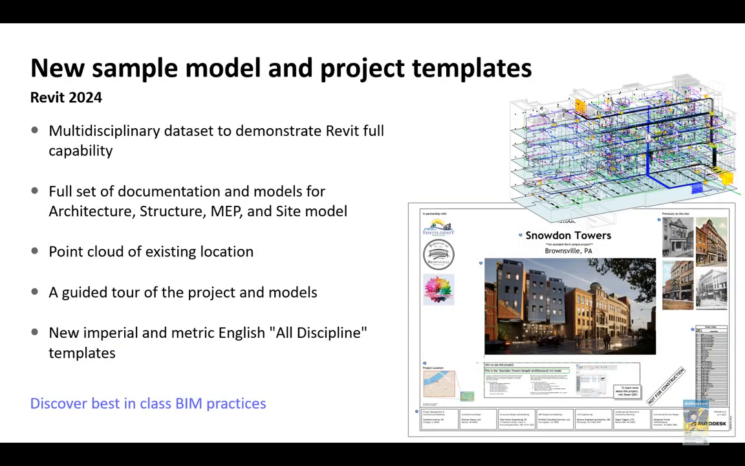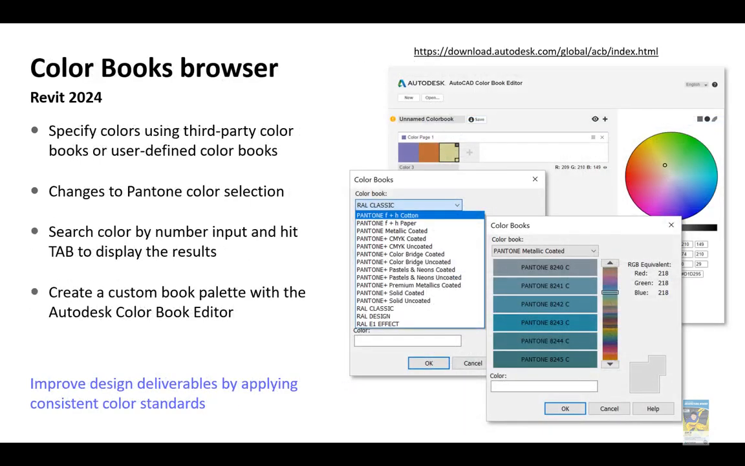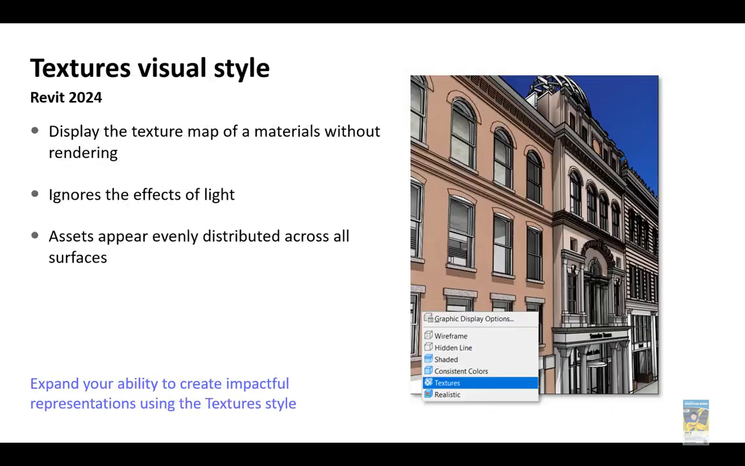We have new sample models that have full architecture and multidisciplinary data, as well as new project template files to work with. We have a new modern project browser interface and new searching functionality. We now have the ability to use color books as a browser and also to specify third-party colors. We have a new visual style called textures, and this allows for the texture map of the material to be applied to the physical 3D object.